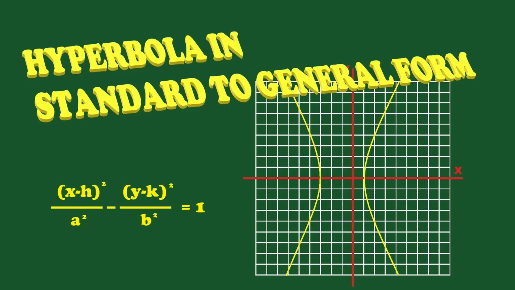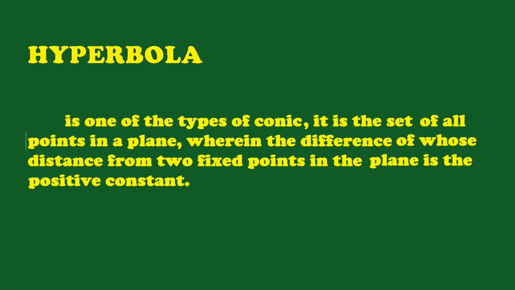So, how do we convert a hyperbola equation, which is in standard form, to general form? But first, let us define hyperbola. It is one of the types of conic. It is the set of all points in a plane, wherein the difference of whose distance from two points in the plane is a positive constant.